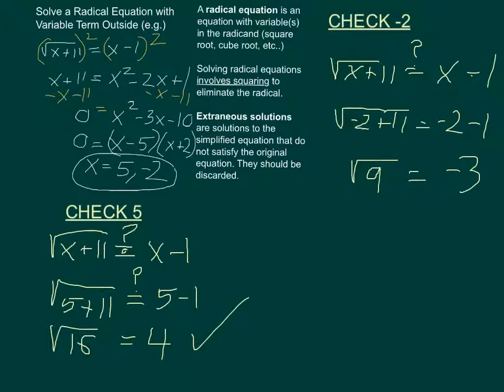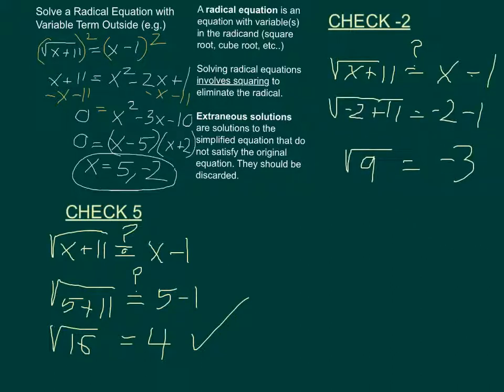This is an extraneous solution, and we can kind of see what's going on there. Negative 3 squared is equal to 9. However, the radical is defined as the positive square root. So what I'm saying is that this solution actually does not work. Negative 2 is not a solution. Therefore, my only legit non-extraneous solution is going to be x equals 5.